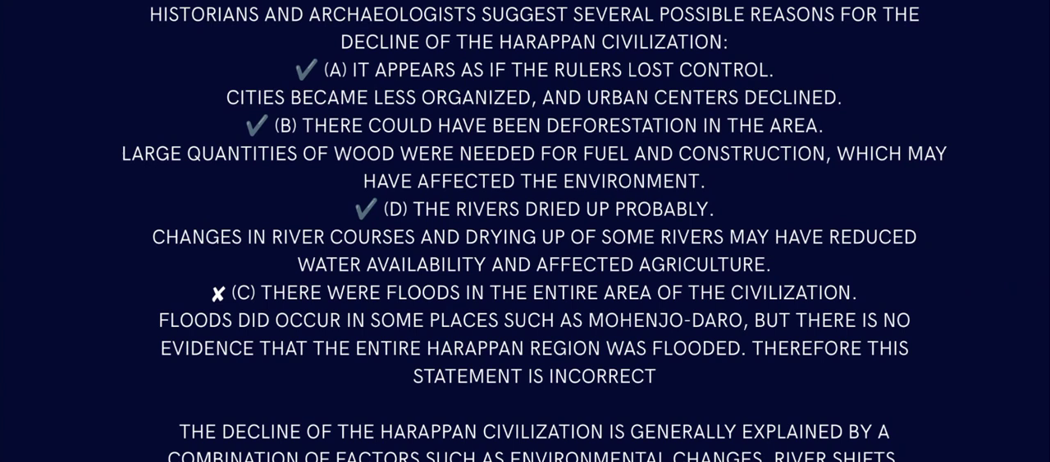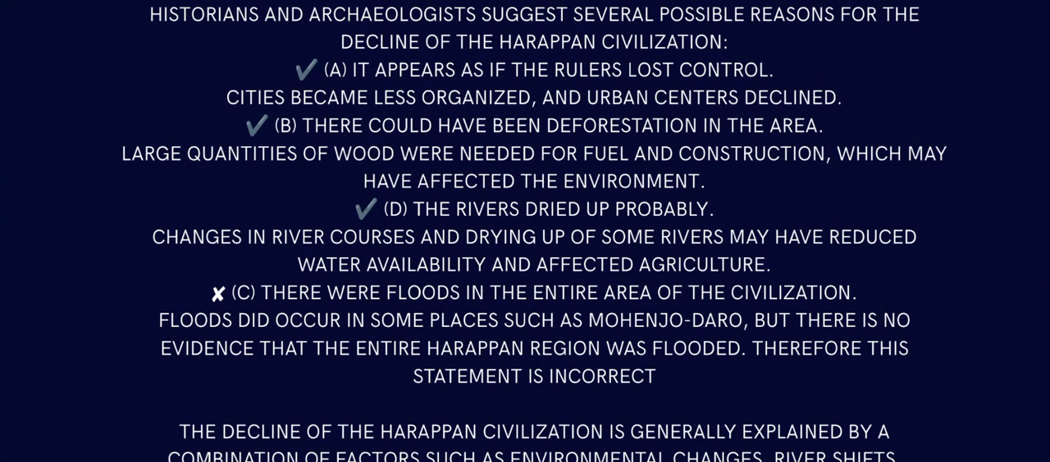Rivers dried up. Probably changes in river course and drying up of some rivers may have reduced water availability and affected agriculture. But as you can see, they were smart. They could have dug a well, a deep well or anything. But these are just hypothetical changes in river course and everything.